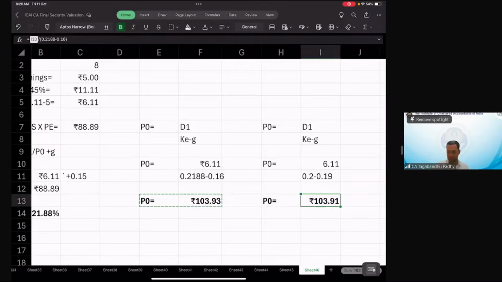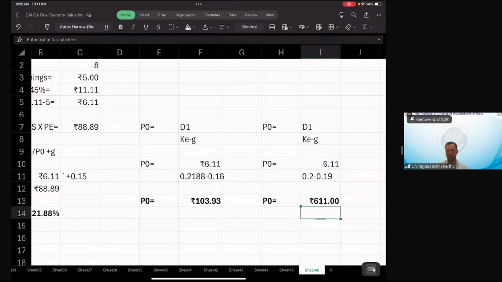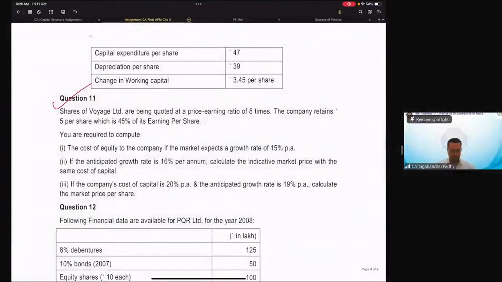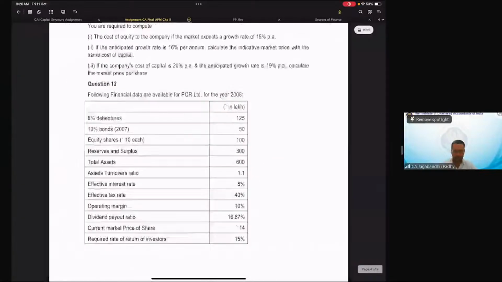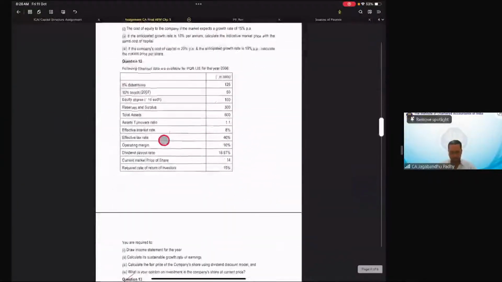So we can say P0 is 0.01611 per share. That's question number 11, guys. Now we are left with a few questions in between, which are 12, 14, and 15.